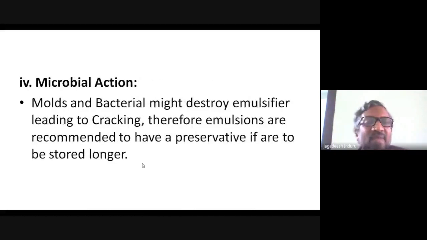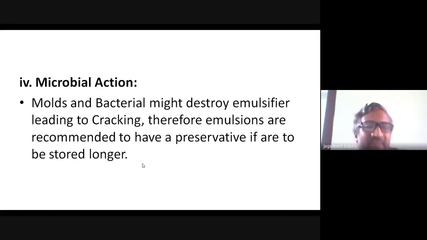Another one is microbial action. We have already seen this; for that purpose we studied the preservative action of antimicrobial agents. Most of the times molds and bacteria might destroy the emulsifier, leading to cracking. Therefore, emulsions are recommended to have a preservative at sufficient concentration, non-ionic in nature, that should not interact with anything, so they can be stored for a longer period of time.